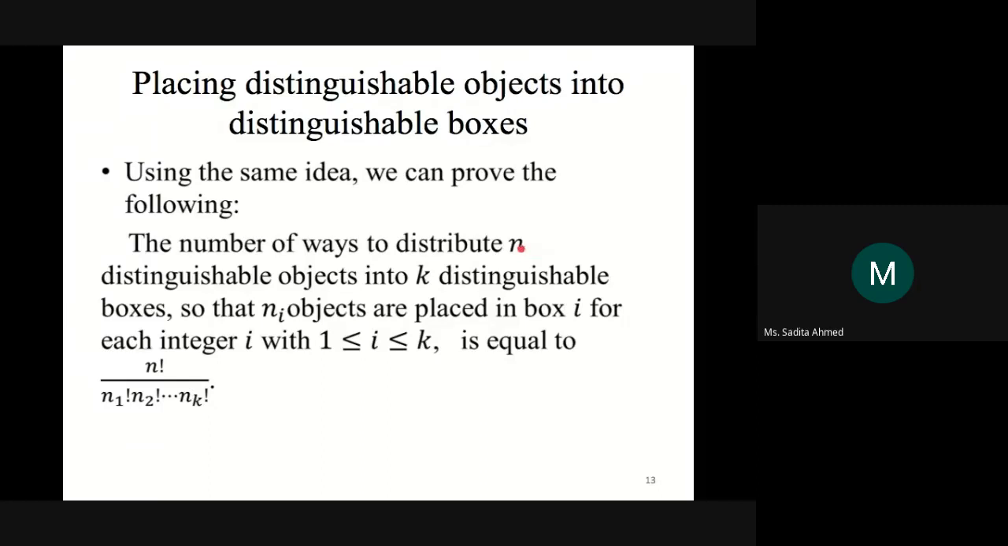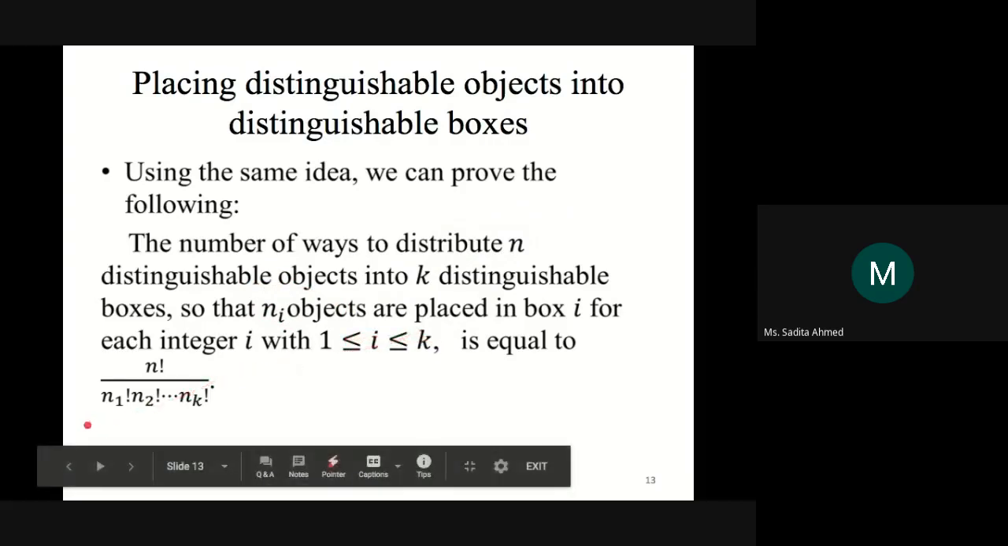So we have to distribute 26 distinguishable objects into 6 distinguishable boxes, where ni of these n distinguishable objects are placed into the ith box, box i, where i is within this range. That is, n1 objects from these n distinguishable objects, you choose and place them into the first box. You choose n2 objects and place them into the second box. You choose n3 objects and place them into the third box, and so on.